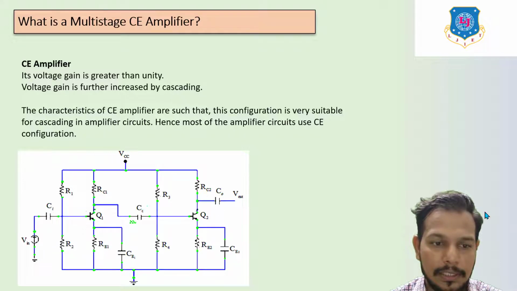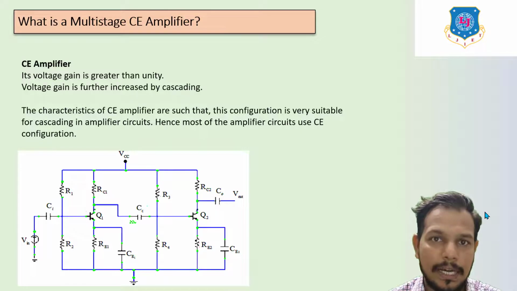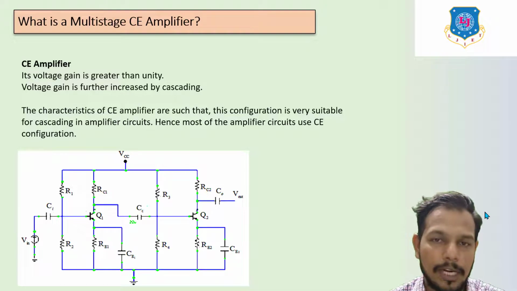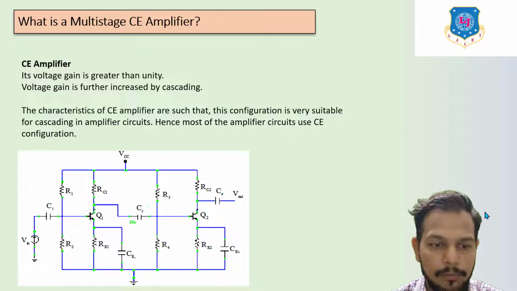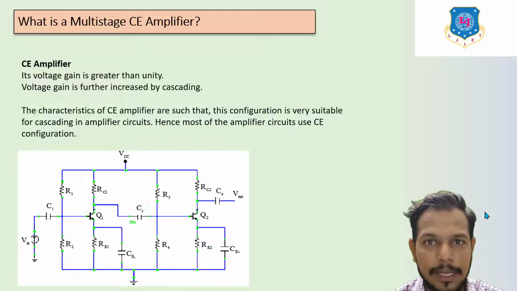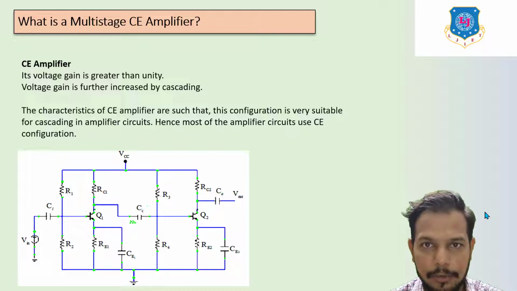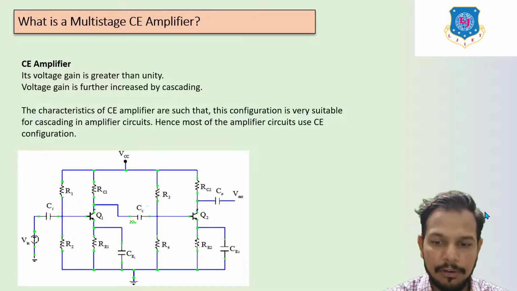You can analyze this circuit diagram with DC and AC analysis. For DC analysis, the capacitors are removed, because capacitors block DC and allow the AC signal. We are also using a bypass capacitor, which increases the voltage gain of the system. So this is basically the multi-stage CE amplifier.